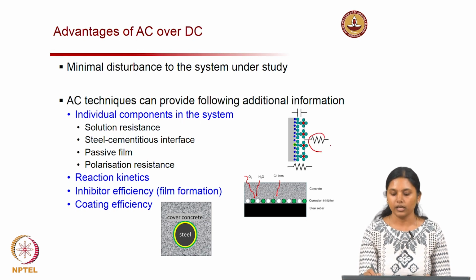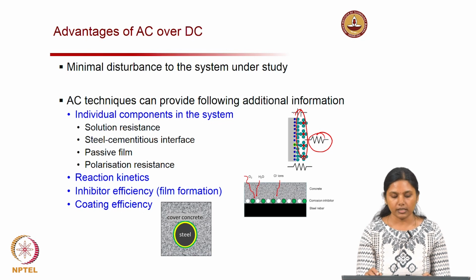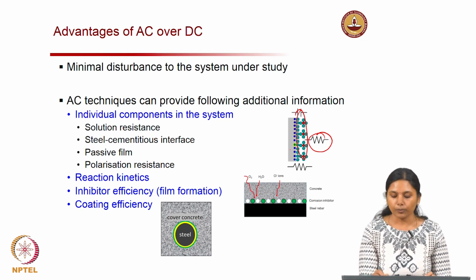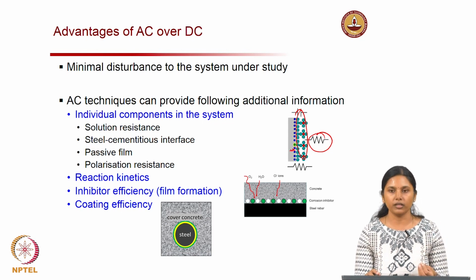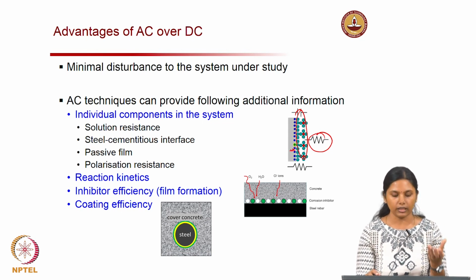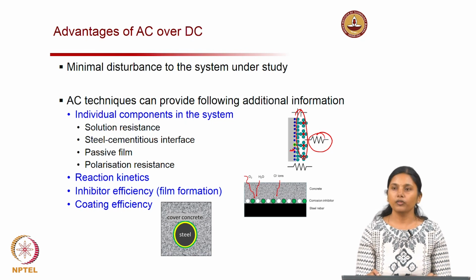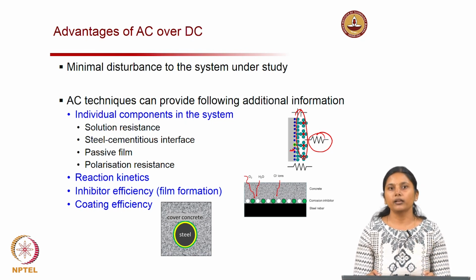For example, the solution resistance, the double layer resistance, that is the steel interface in our case, and then there is a passive film formation. In this electrode, if there is a thin film formation, whether it is porous in nature or fully adherent, that also we will be able to know from this AC technique. Then we can also determine the reaction kinetics.